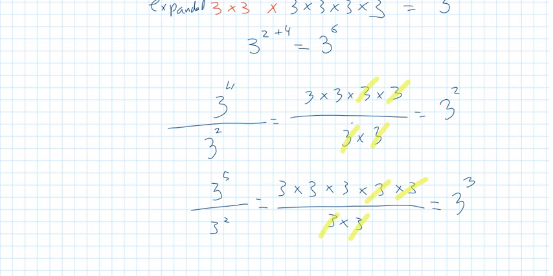So whenever I'm dividing, if I have the same base, I can just take my exponents and subtract them. I keep the base the same. You see that my base did not change. It stayed as 3. I just subtracted my exponents. This is where this formula came from.